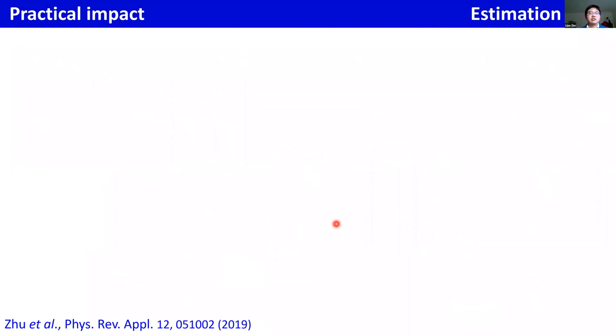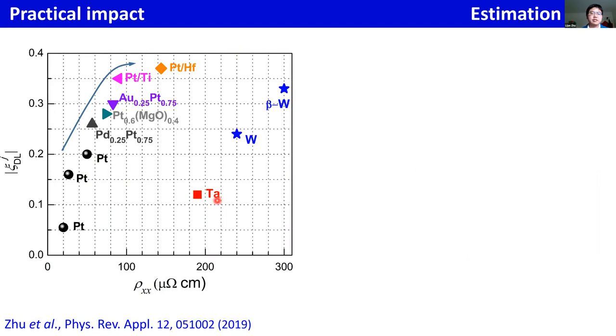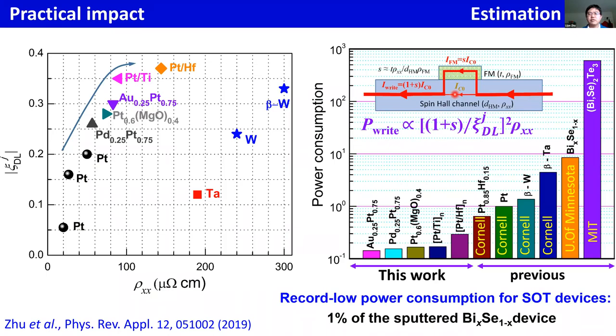Now let's consider the practical impact of these findings. Compared with the conventional heavy metals, beta tungsten, tantalum, and low-resistivity platinum, these platinum-based heavy metal alloys and multilayers have a very large dampinglike torque efficiency and a relatively low resistivity at the same time. Then if we calculate the power consumption for a spin torque MRAM device based on these materials, taking into account the current shunting into the heavy metal, the power is the total current squared times the resistivity of the spin Hall material. Then we find the platinum-based heavy metals and multilayers provide the lowest energy consumption compared with conventional heavy metals and topological insulators.